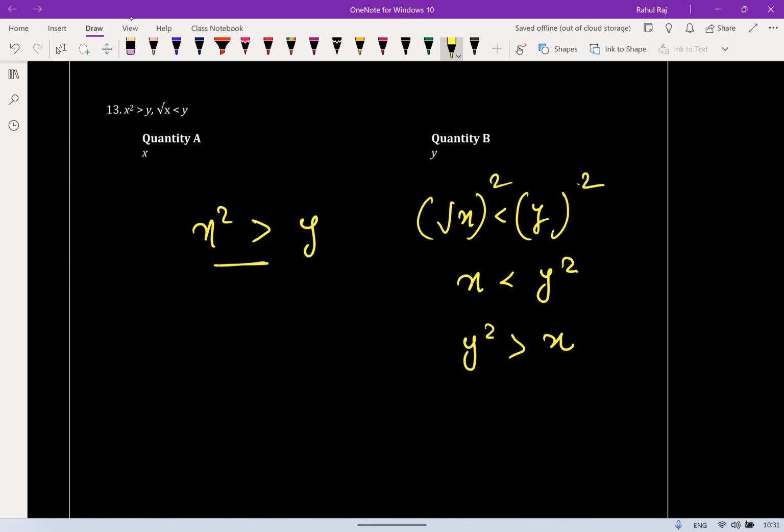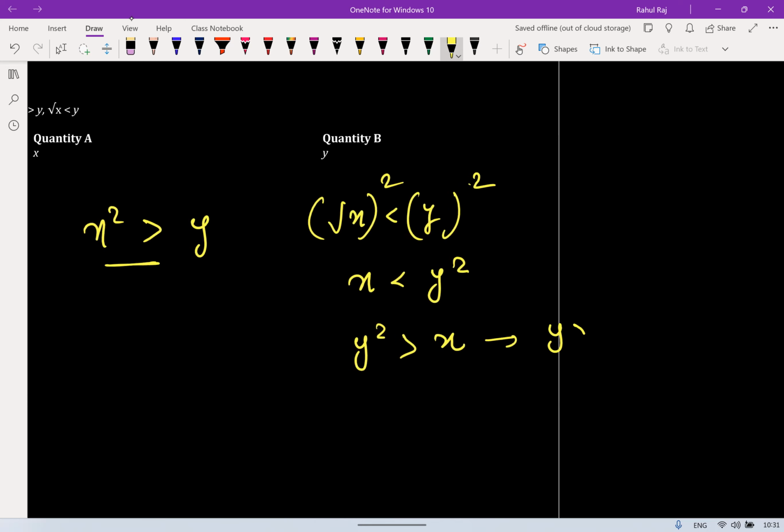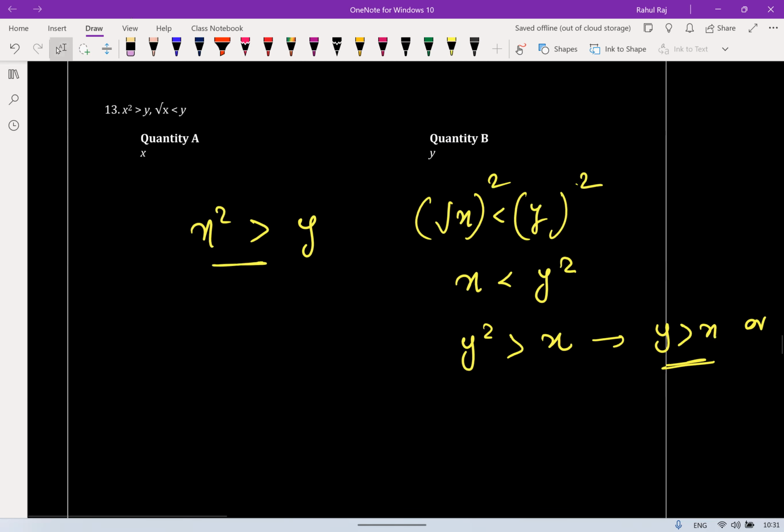The same logic applies over here. If y square is greater than x, I can't predict. y could be greater than x or y could be less than x. I've just shown it to you. So even this condition doesn't give us anything. Quantity A could be greater, B could be greater. We are not sure about it. But the point is that both the conditions are given to us, so I'll try to use both and see what we get.